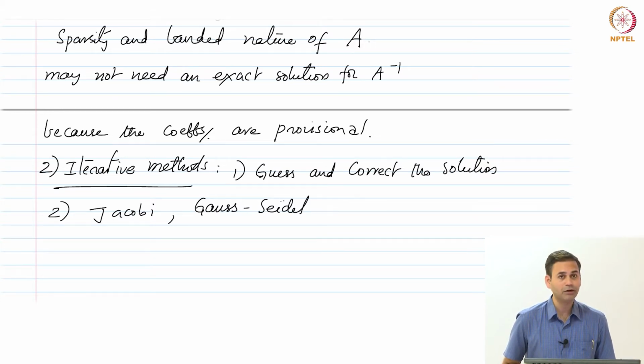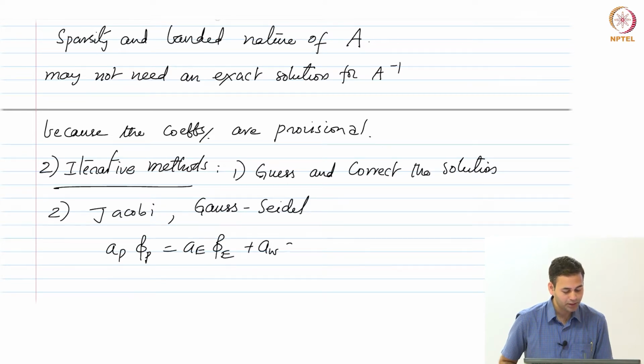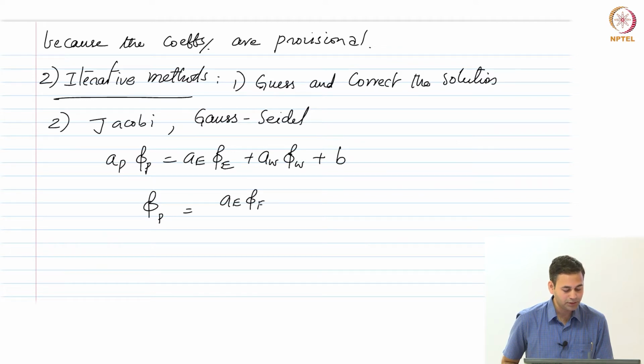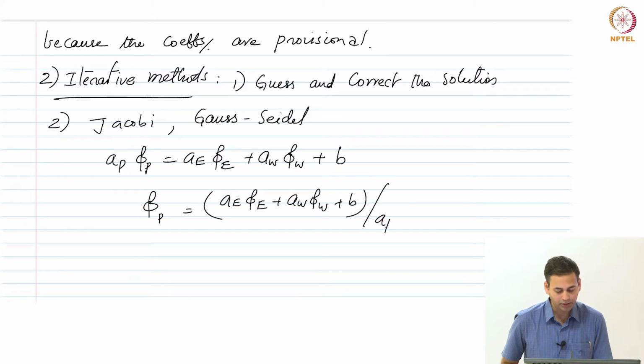So, what we do is we start off with the equation that we have derived. The equation we derived was, if you are looking at a 1D problem, A P phi P equals A east phi east plus A west phi west plus some source term, let us call it B. What we do is we rewrite this equation for the unknown. The unknown is phi P itself, that is what we are trying to solve. A P phi P equals A east phi east plus A west phi west plus B, upon A P. We rewrite this equation for the unknown phi P.